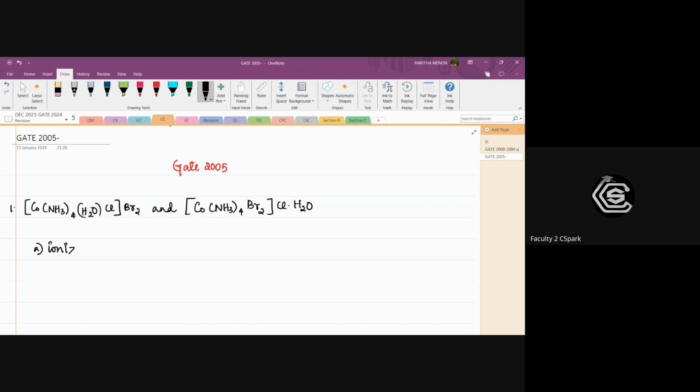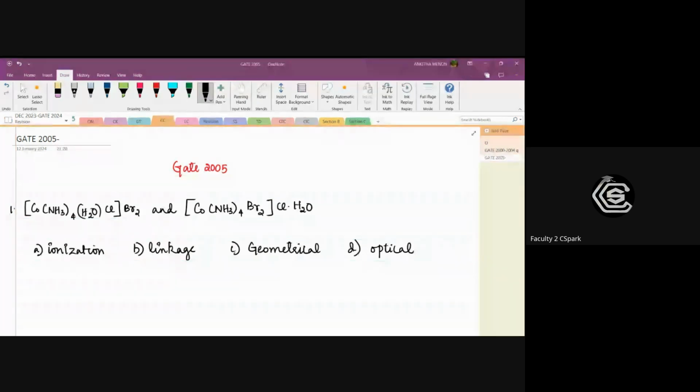Is it ionization isomerism? Option B, it is linkage isomerism. Option C, this is geometrical isomerism. And option D, this is optical isomerism. This was asked in 2005 for 1 mark. So what type of isomerism is this?